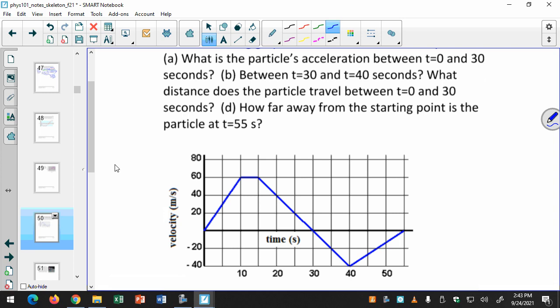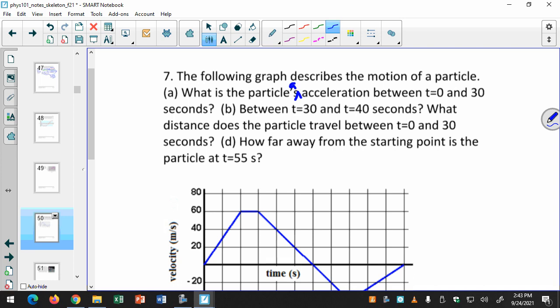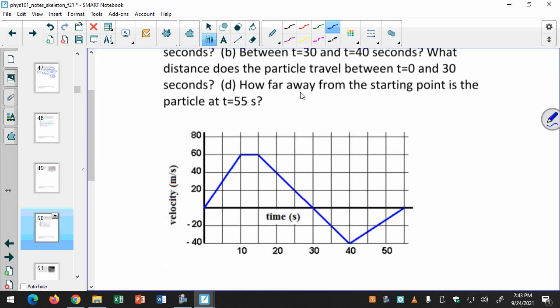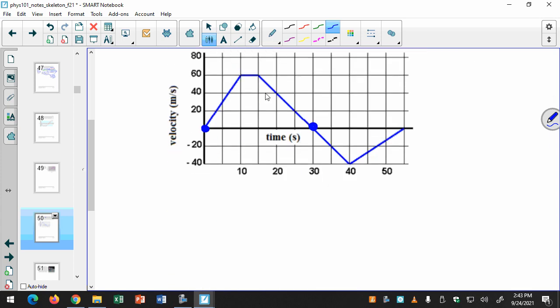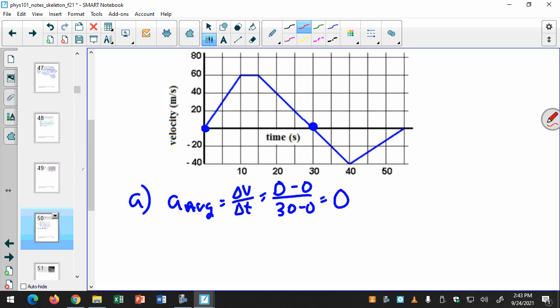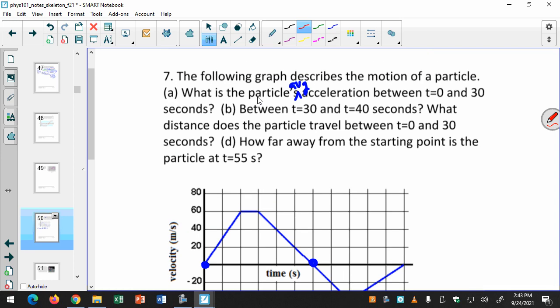The reason you got this wrong, it's just not worded right. It really should say, what is the particle's average acceleration? Okay? And so to find the average acceleration between 0 and 30, the average acceleration is going to be delta V over delta T. But my delta V is 0 minus 0, and my delta T is 30 minus 0. So it's equal to 0.